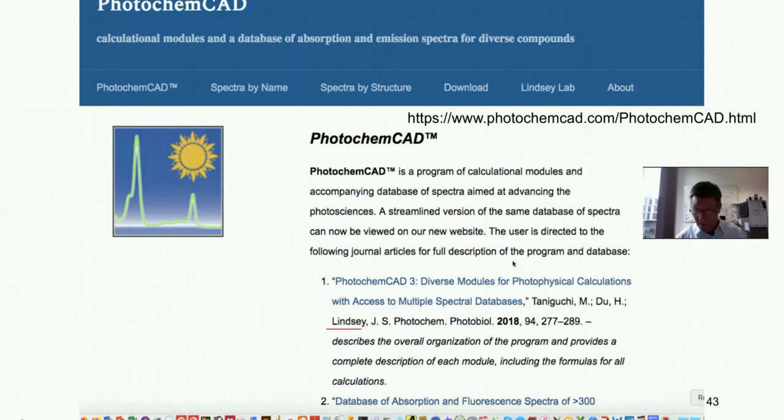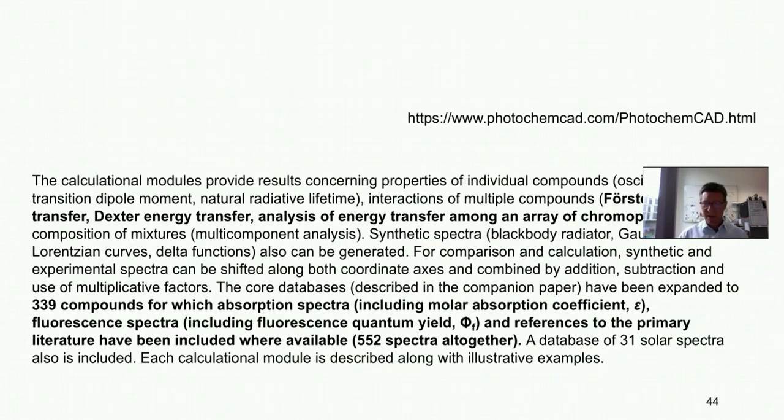There are also two papers correlated to it. I have to warn you, it's only for Windows machines, not for Apple or Mac. And this is just a text. So they have Förster and Dexter energy transfer analysis and a lot of spectra. So if you want to apply these models, this is interesting to look at. I have not done it myself, but it would be interesting to learn from your experience.